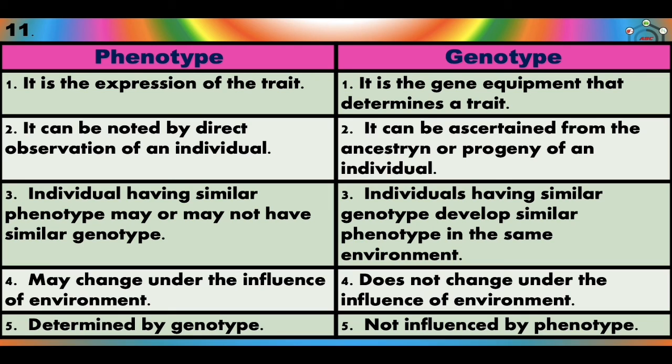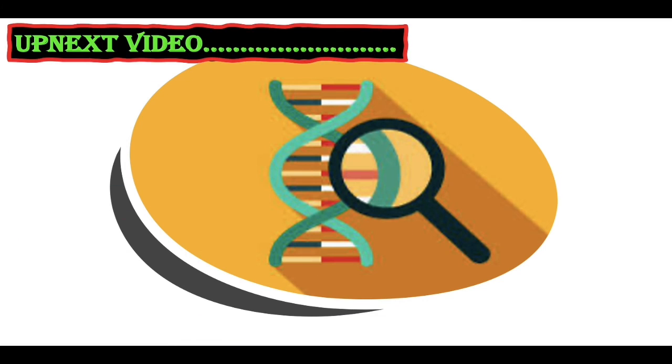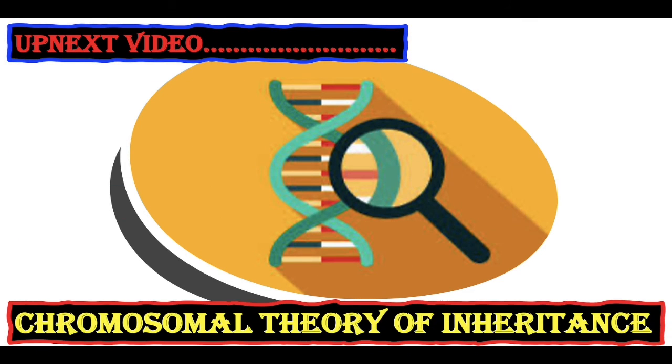So this is the end of this lecture, in which you understand about Mendel's three laws, that is law of dominance, law of segregation and law of independent assortment, and monohybrid cross and the dihybrid cross, and the basic terminology related to heredity. Now the next video will be on the chromosomal theory of inheritance.